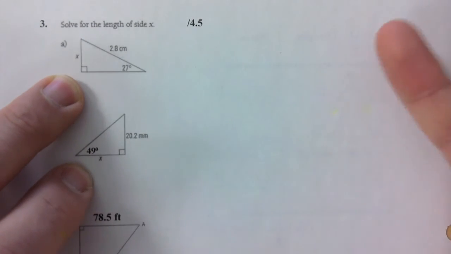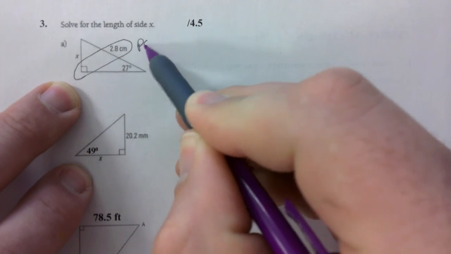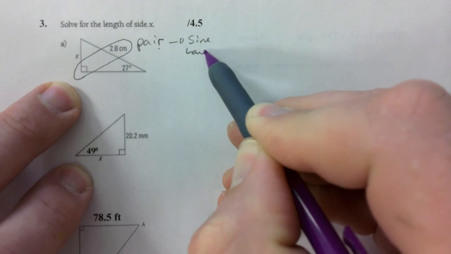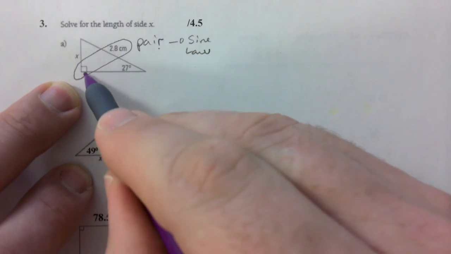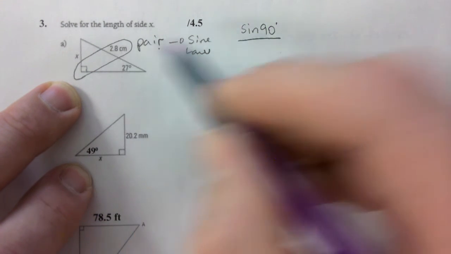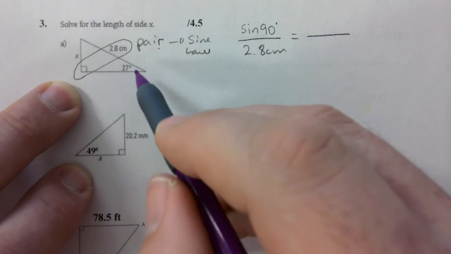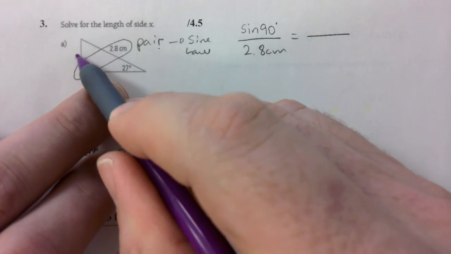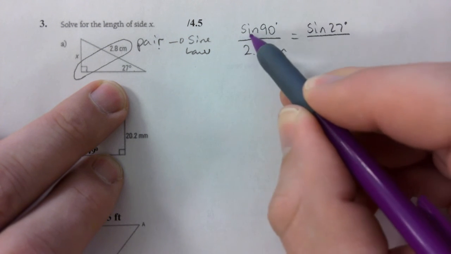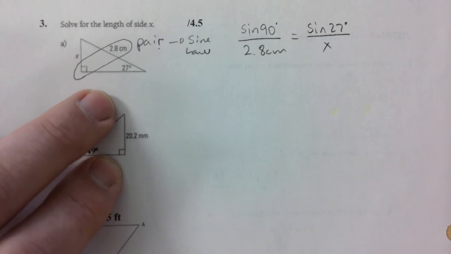You look at this triangle, it's like, how can I do this? If you identify a pair, you know you can use sine law. This is a 90 here, so you start with your pair, sine of 90 degrees over 2.8 centimeters is equal to, and you have this angle which allows you to find the side across from it. Make sure your angles are at the top, and it's always sine. So you put the x there.